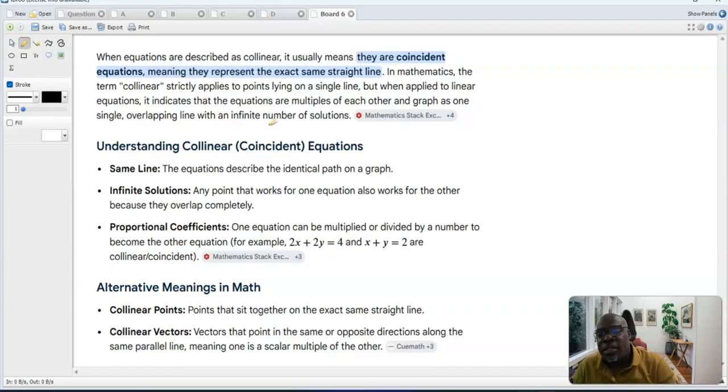Of course, understanding collinear equations: same line, the equations describe the identical path on a graph. Infinite solutions: any point that works for one equation also works for the other because they overlap completely. Proportional coefficients: one equation can be multiplied or divided to become the other equation. And we saw that.